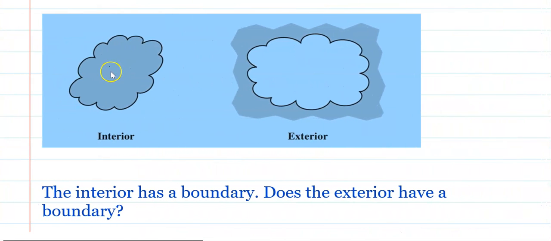It's a closed figure. This part is the interior. See, this is the boundary. All the points inside this figure are the interior part of this figure. And what about the exterior? This is the exterior part of the figure.